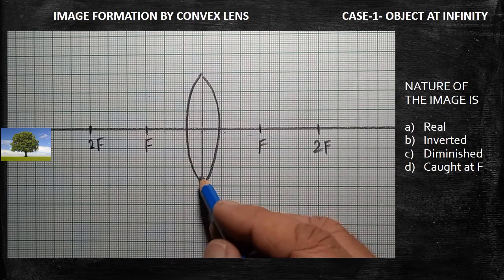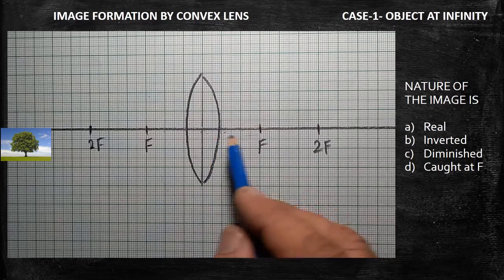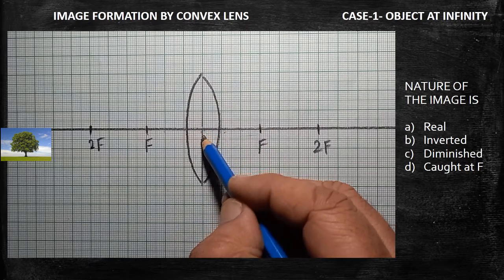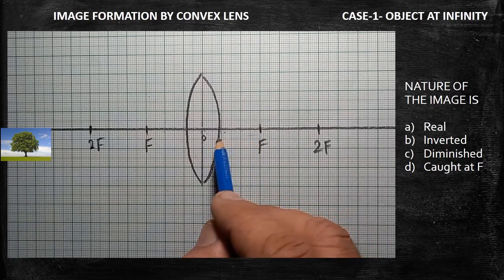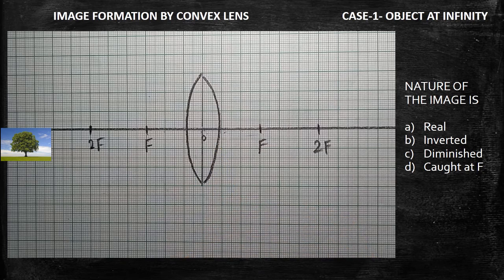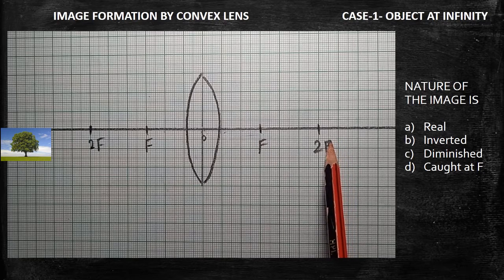Are you clear? Therefore the focal length of this lens is how much? 3 centimeter. From the center of the lens up to the principal focus, the distance is 3 centimeter. So the focal length of the lens drawn in the picture is 3 centimeter. Now I am going to explain how to draw the ray diagram for 6 cases. Now we are going to keep the object at different positions. After keeping the object at different positions, we are going to get the image on the other side. After drawing the ray diagram, we have to describe the nature of the image.